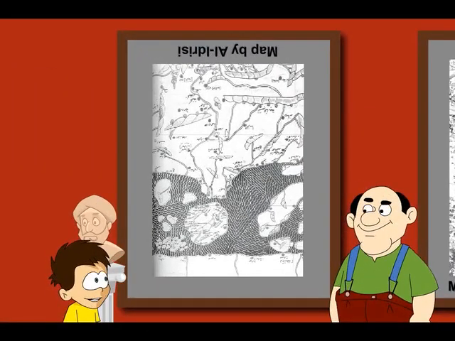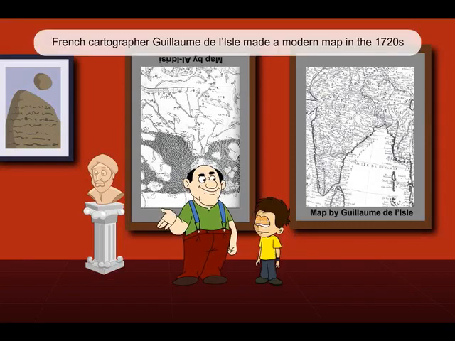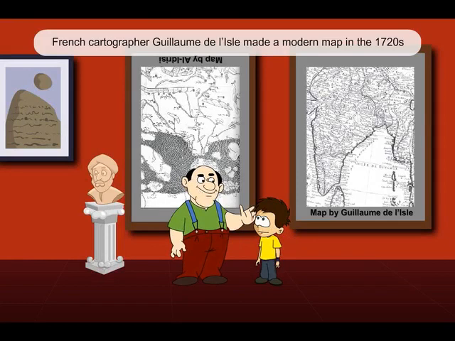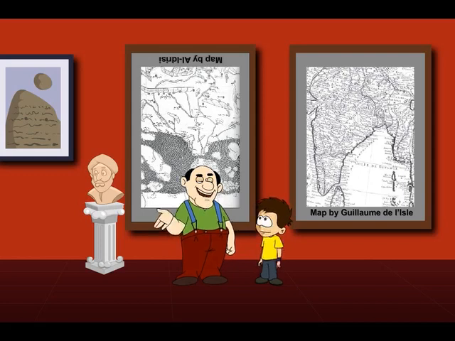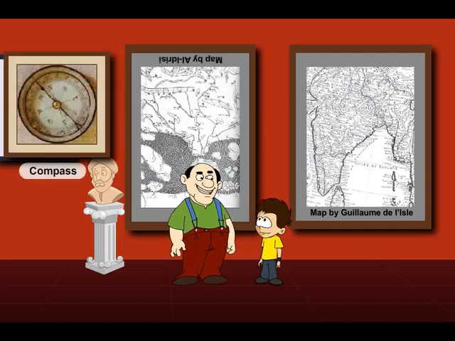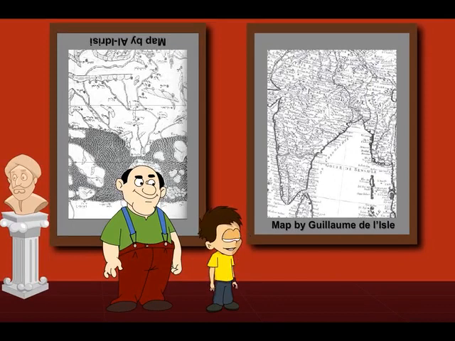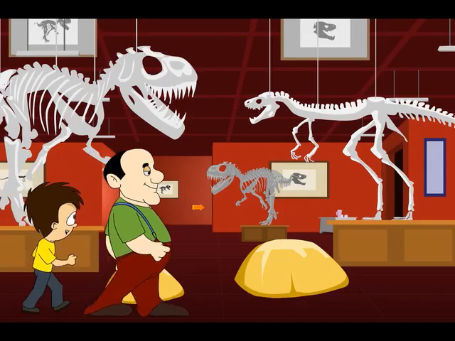Yeah, now I get it. Right. And who made that map? French cartographer Guillaume de l'Isle made this one in the 1720s. How was it so accurate? It was a gap of 600 years. Within this time, the compass was invented, which helped in the accuracy. Now I understand how the same location can look different at two different times. Just like me, a stick at one time and a football at the other.